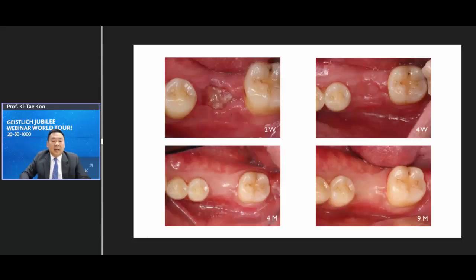But at 9 months, we do see some resorption on the buccal side, and that's probably because of the flap elevation that was performed at the time of surgery. So that's one reason we can think of.